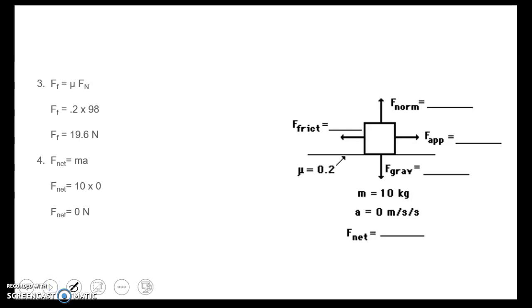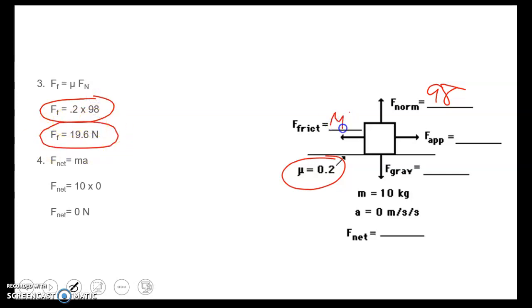Force of friction is mu times normal force. So I found my normal force to be 98 newtons. My mu is 0.2. So if I take 98 times 0.2, I get a force of friction of 19.6 newtons, going to the left. Now, my net force. My net force is mass times acceleration. If I'm going at a constant velocity, I have no acceleration, which means my net force is 0. So my net force is 0 newtons.